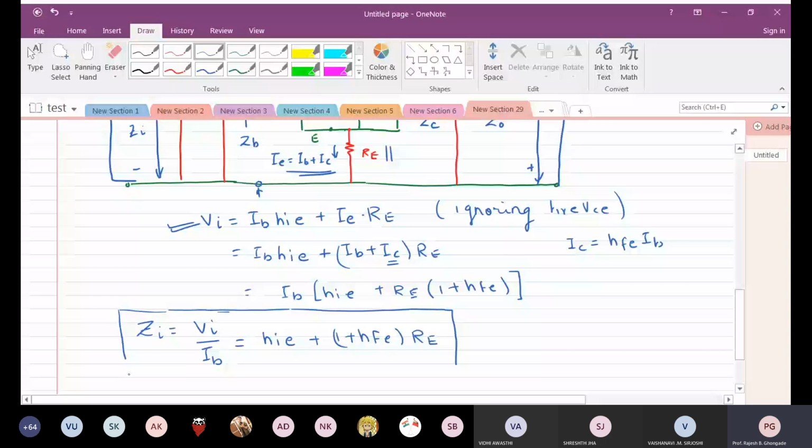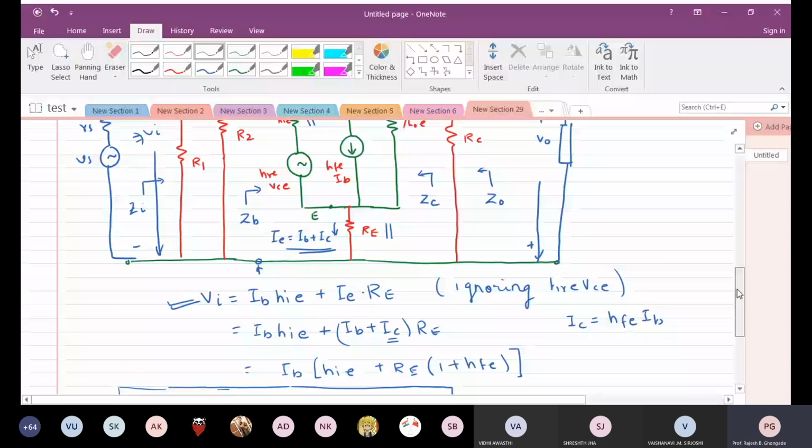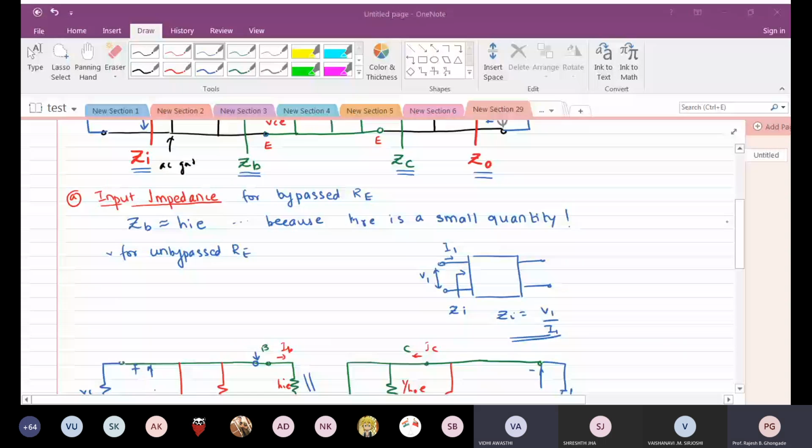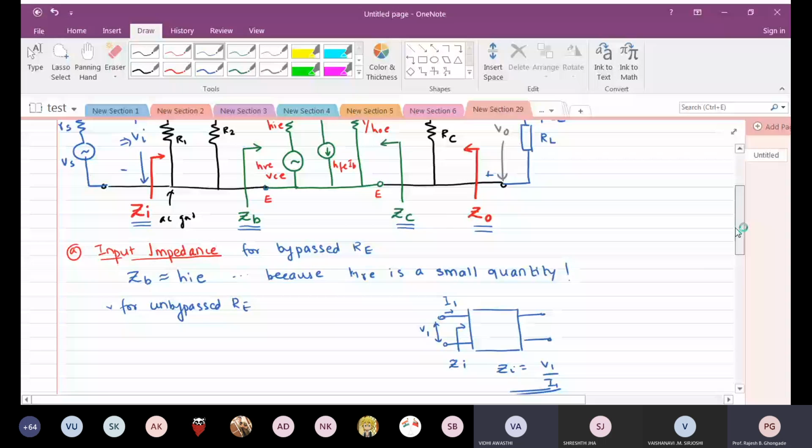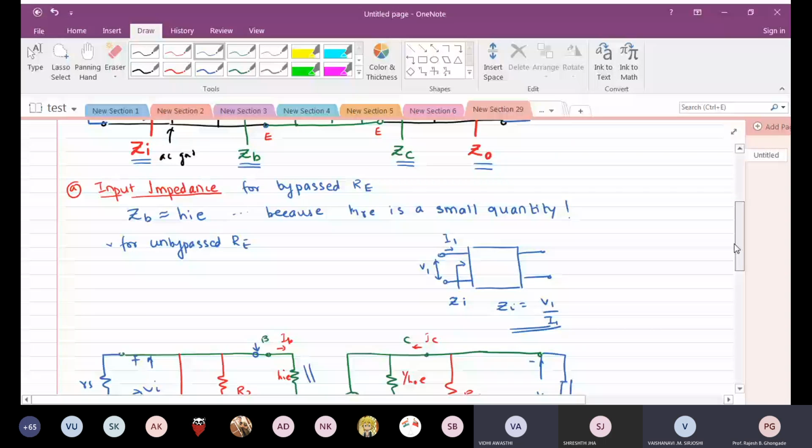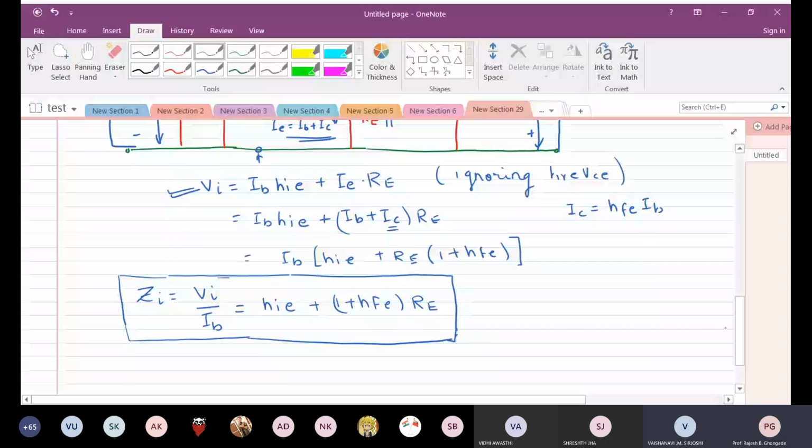Very, very important. So just a brief comparison. If RE is unbypassed, what is the input impedance? HIE. It was for bypass. Unbypassed. Sorry, this was not ZI. I'm sorry. See, this is what happens when I get disturbed. This is not the input impedance for the circuit. This is the input impedance for the device. Yes, sir. This is the input impedance for the device.